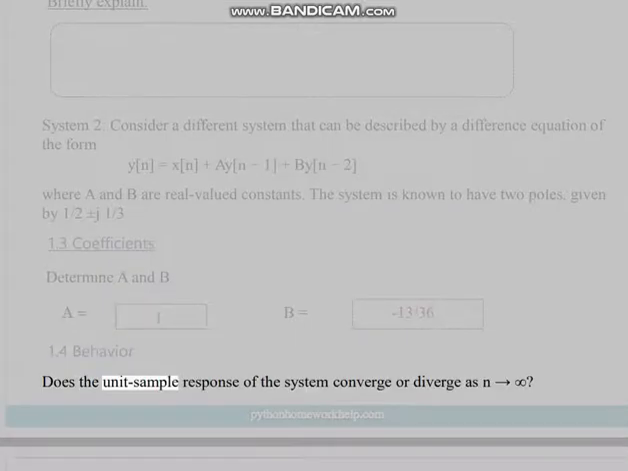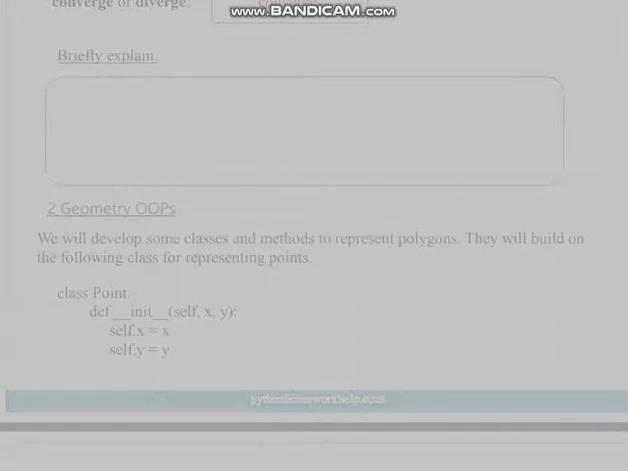1.4 Behavior. Does the unit sample response of the system converge or diverge as n goes to infinity? Converge or diverge? Converge. Briefly explain.